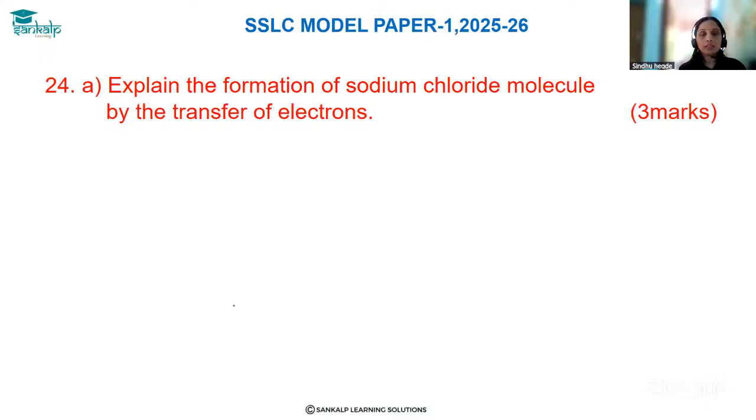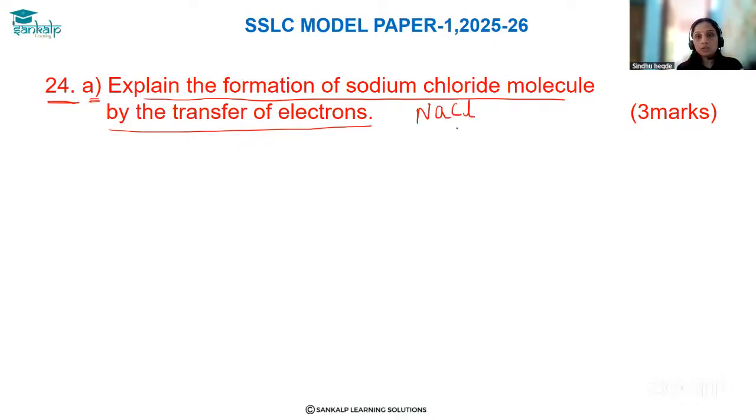Hello everyone. Let us see the next question, 24th. This question contains A and B. In question A, explain the formation of sodium chloride molecule by the transfer of electrons. Explain the formation of sodium chloride, that is NaCl. Explain how this formation happens. Let us see this step by step.